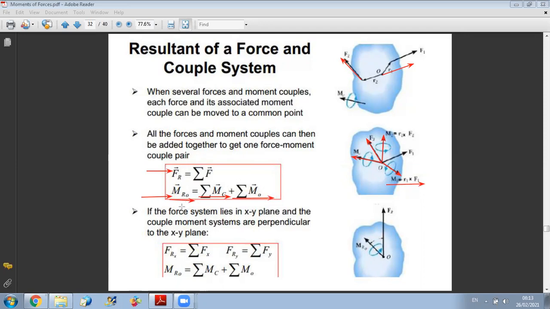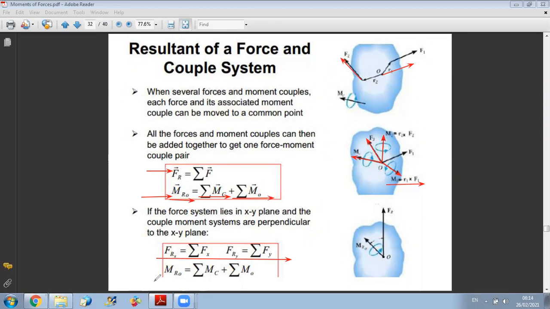Now, in case my force system is in the XY plane, all moments will be along Z. So I can write it this way: in the force, I have two components. The resultant along X will be equal to the sum of Fx. The resultant along Y will be equal to the summation of Fy. While for the resulting moment, since it is along Z, I can do an algebraic addition.